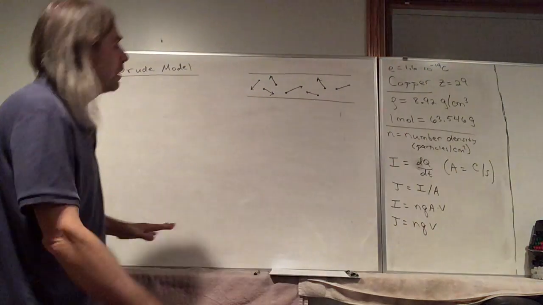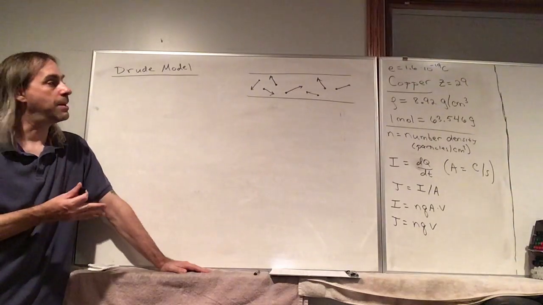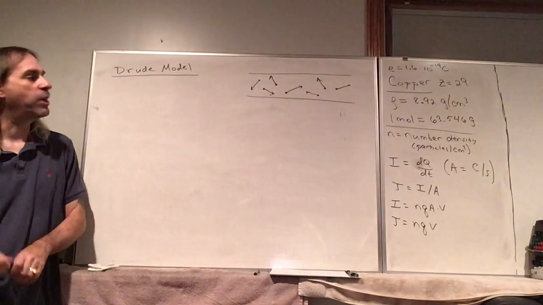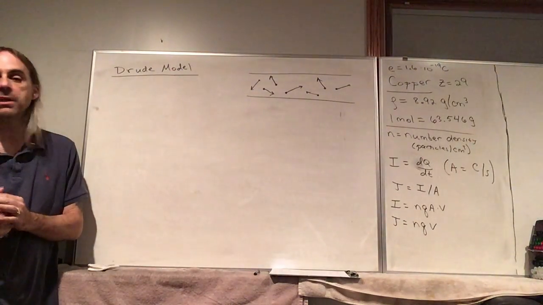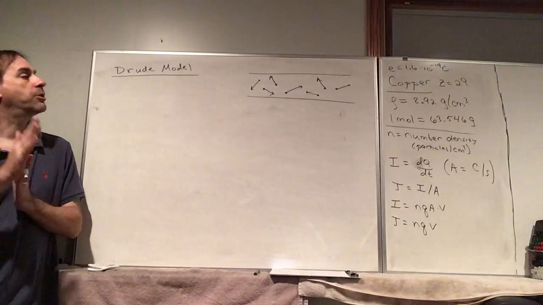Okay, so we're going to move on to a slightly better model of what's going on inside a metal. This is the Drude model, which is, of course, pre-quantum, so it's not exact. But it's based on a couple of assumptions.